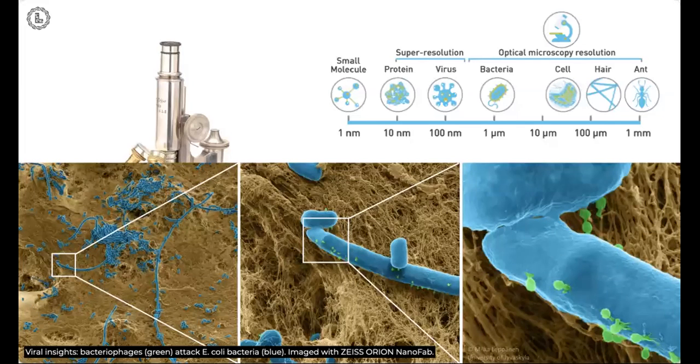In this image, for example, we can see a super high resolution image that shows the process of bacteriophages in green attacking E. coli, the bacteria, in blue. What this shows us is not only that there are microorganisms all around us in varying sizes and varying numbers, right?